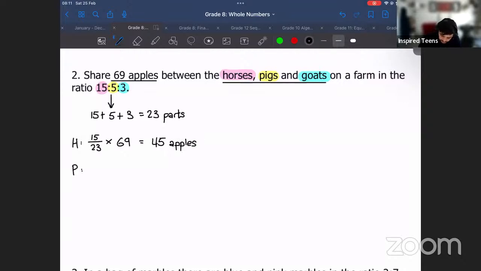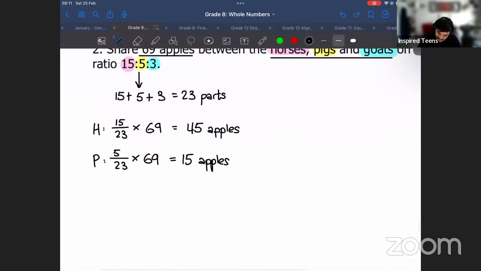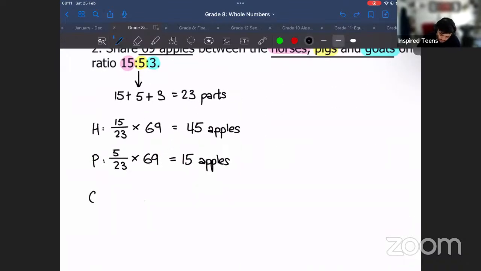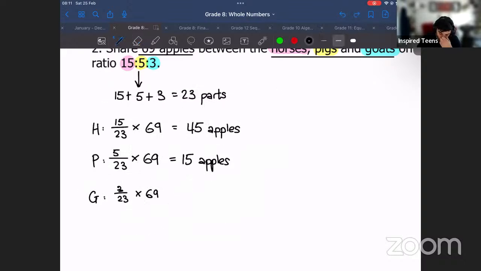Let's do this, guys. 5 over 23, right? Because they have 5 parts over the total amount, 23 parts, multiplied by the total, and we get 15 apples. There's nothing wrong with calculating the value of each part first, if you'd like. Goats, 3 over 23 times 69. Nine apples, right?